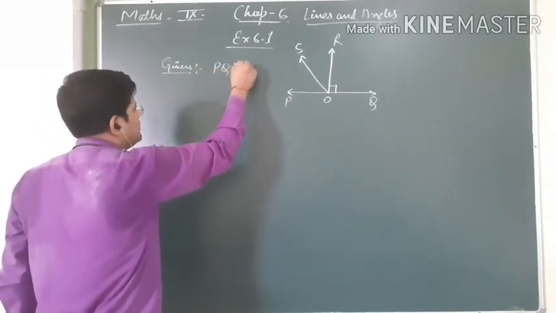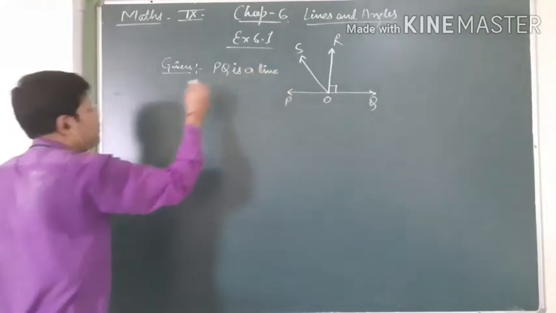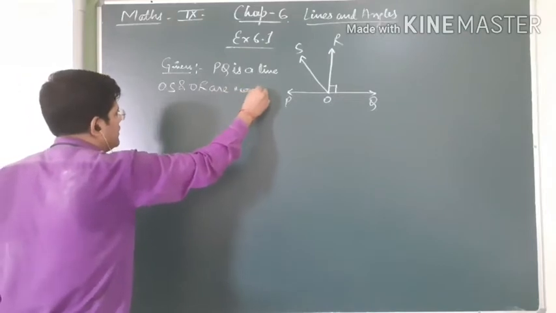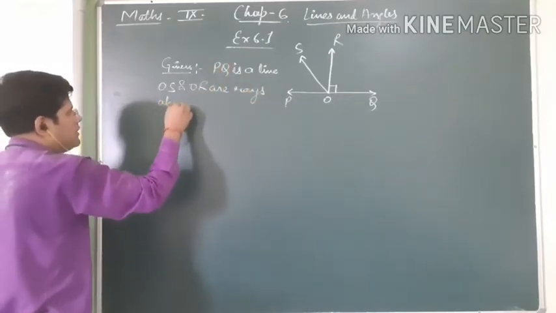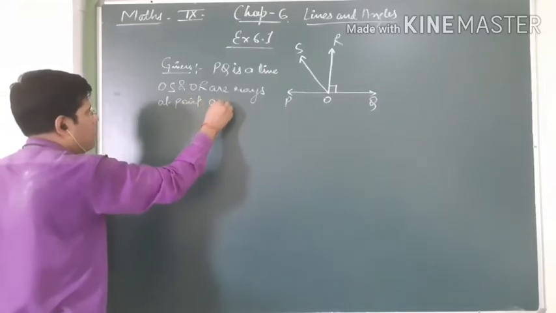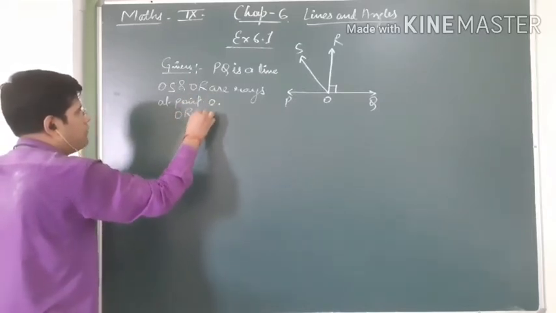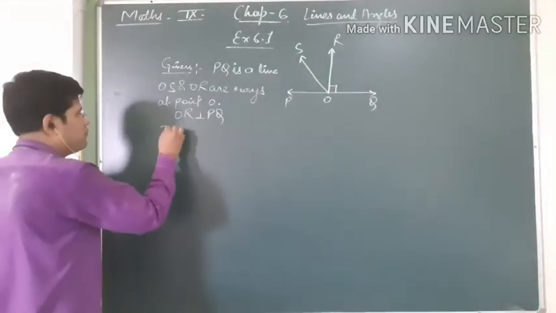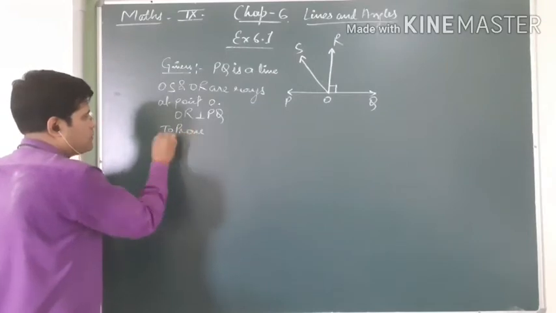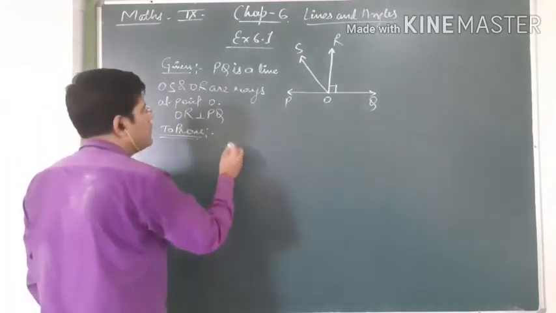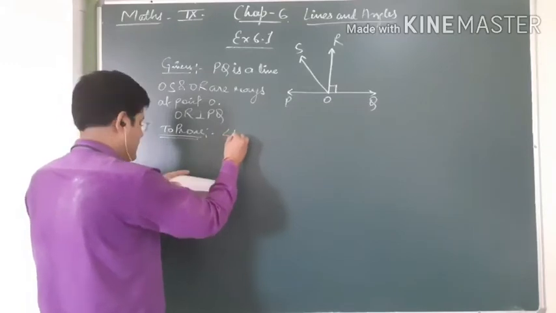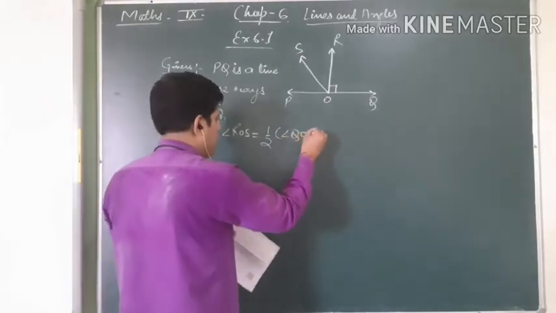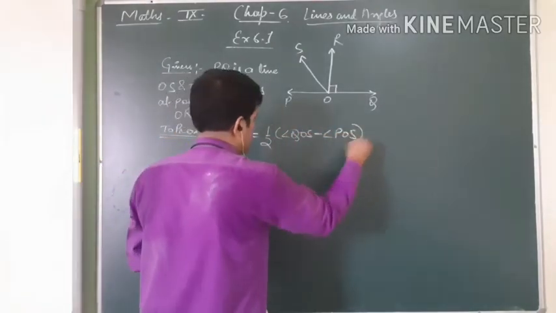PQ is a line. OS and OR are raised at point O such that OR is perpendicular to PQ. To prove that, what is supposed to be proved? We need to prove angle ROS is equal to half of angle QOS minus angle POS.